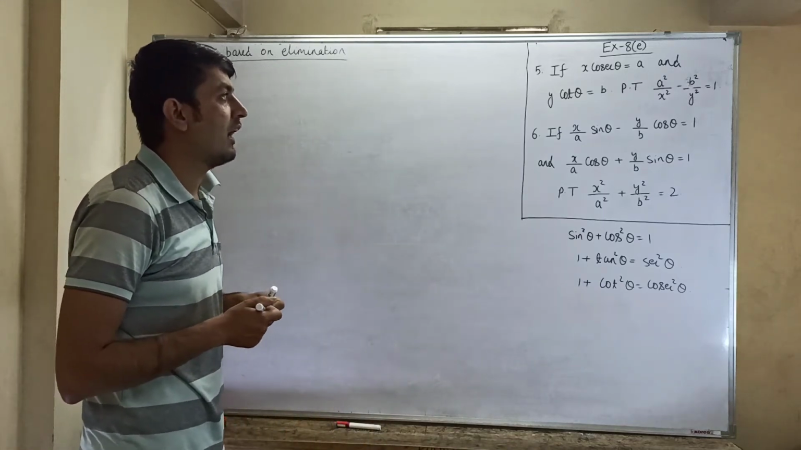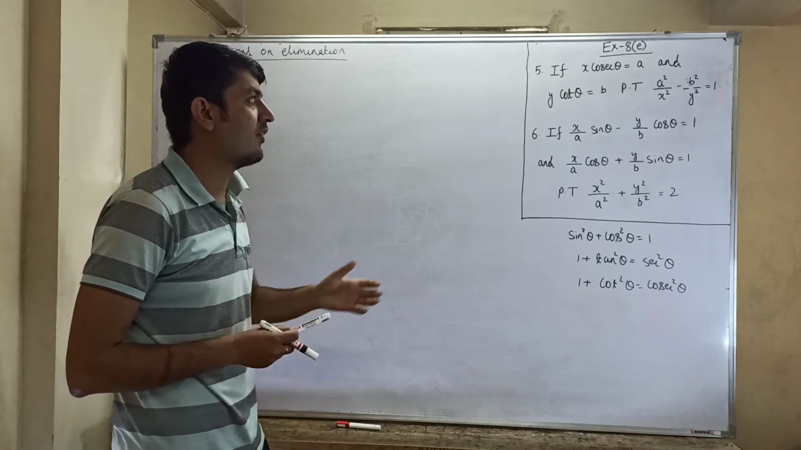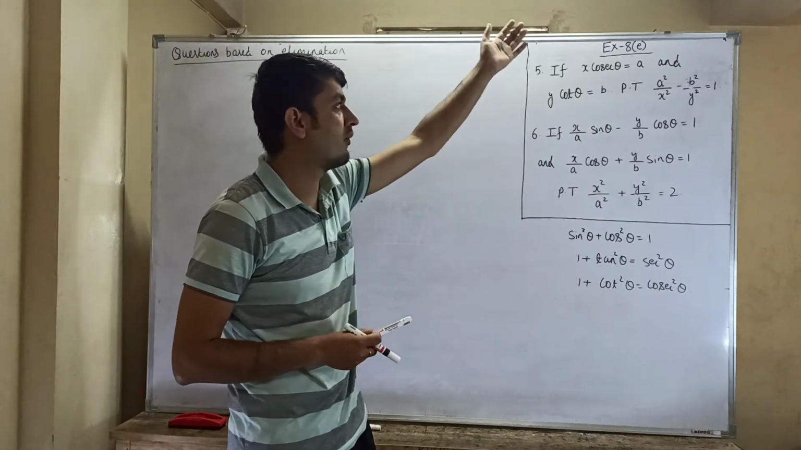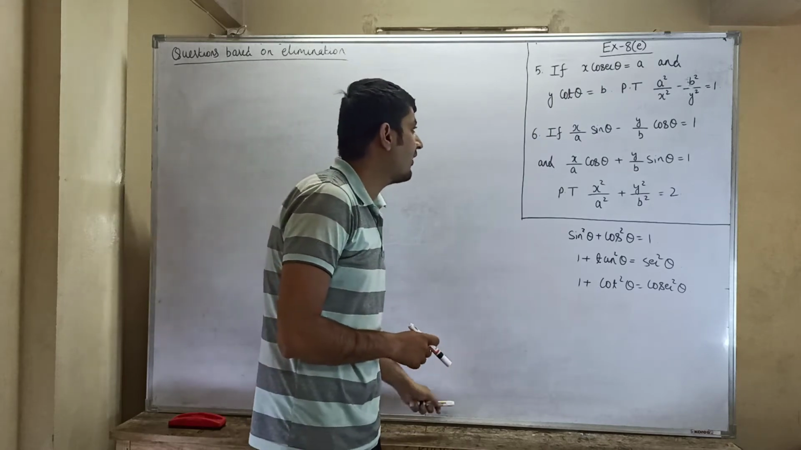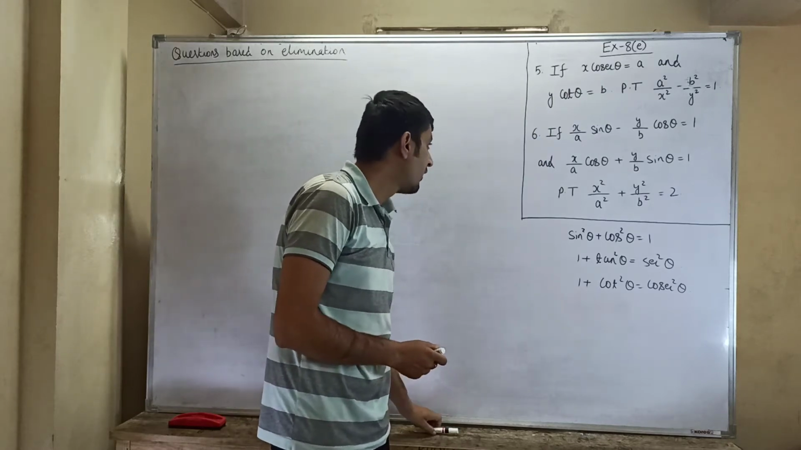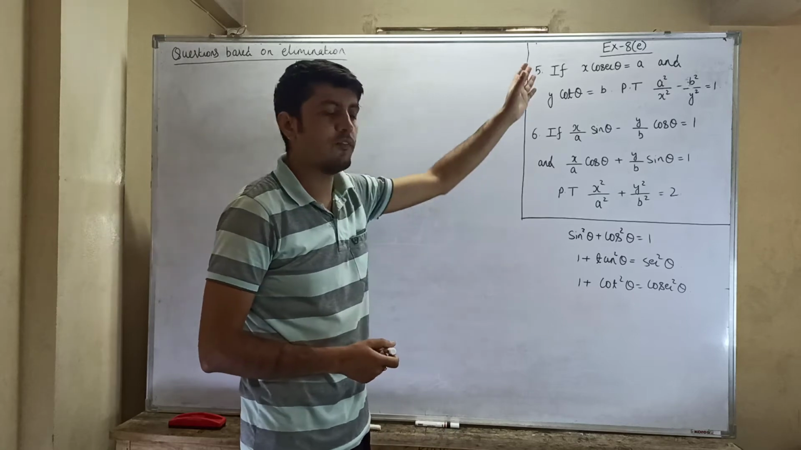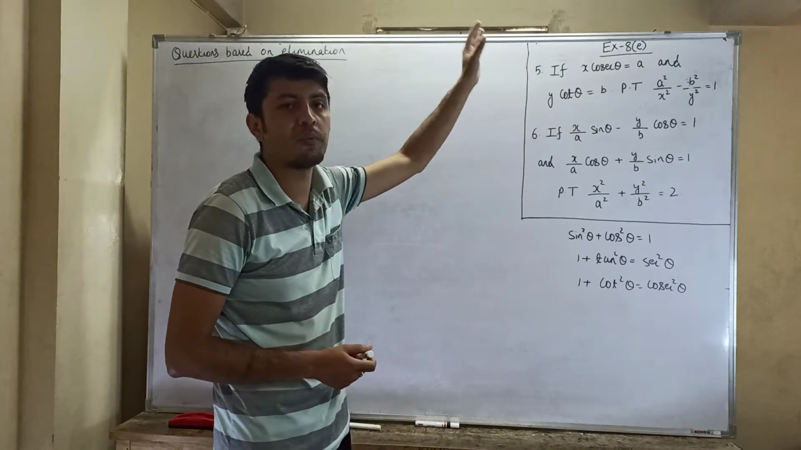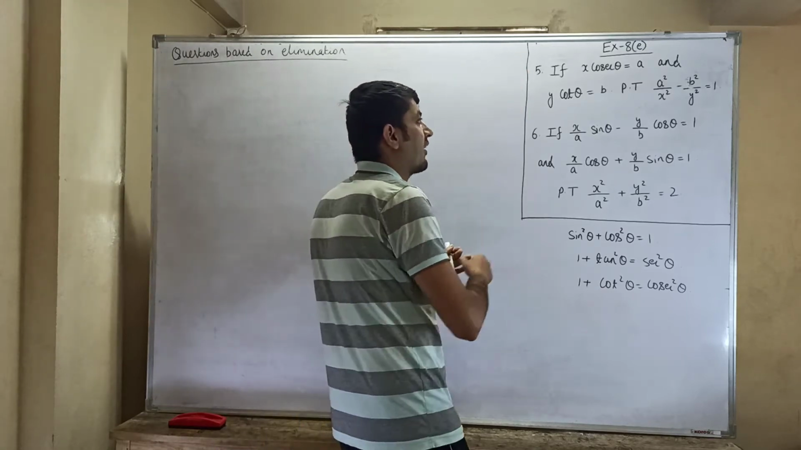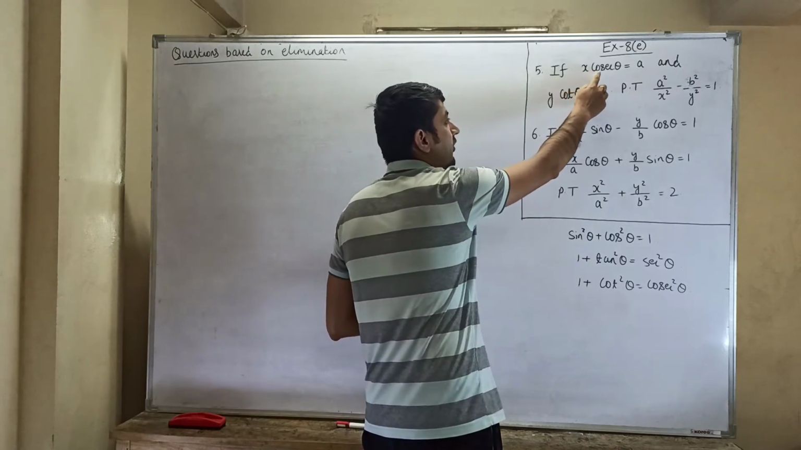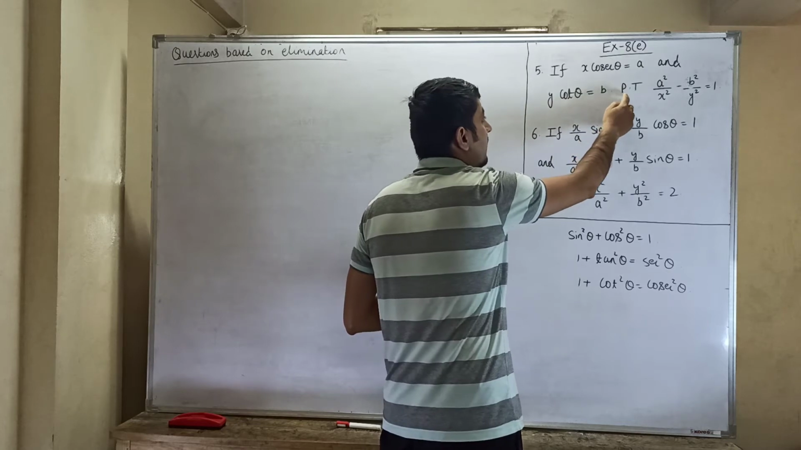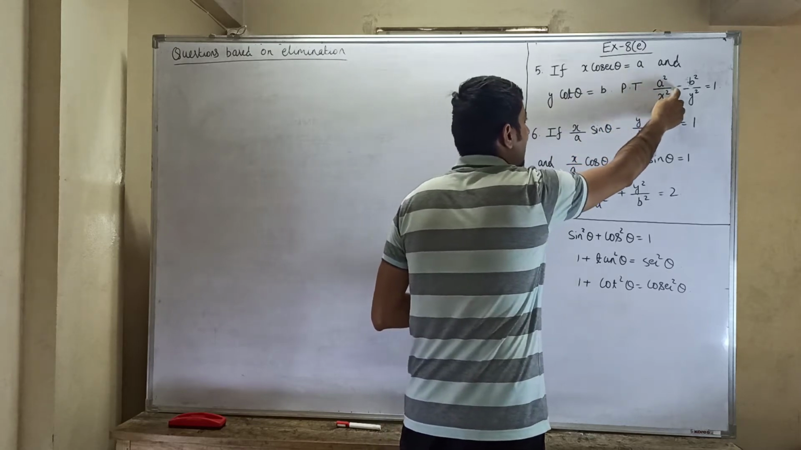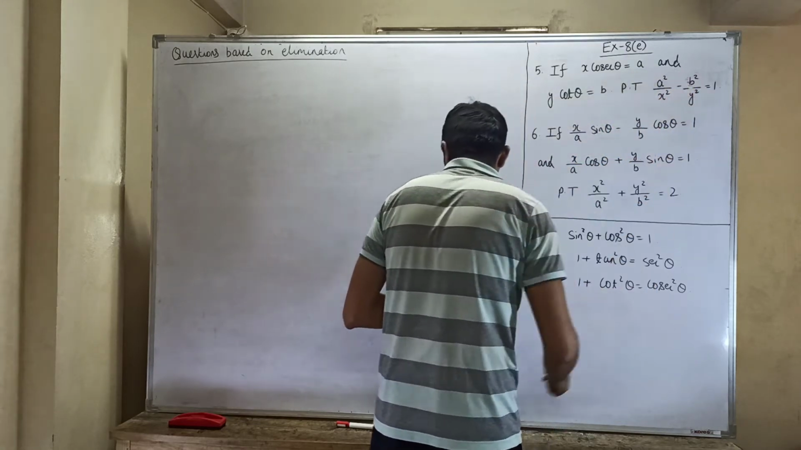So let us come back to your problem. As you can see, I have taken the problem from exercise 8.0, question number 5 and question number 6. So let us try to solve question number 5. Let us try to understand the problem first. They have asked: if x cosec theta is equal to a and y cot theta is equal to b, prove that a square by x square minus b square by y square is equal to 1.